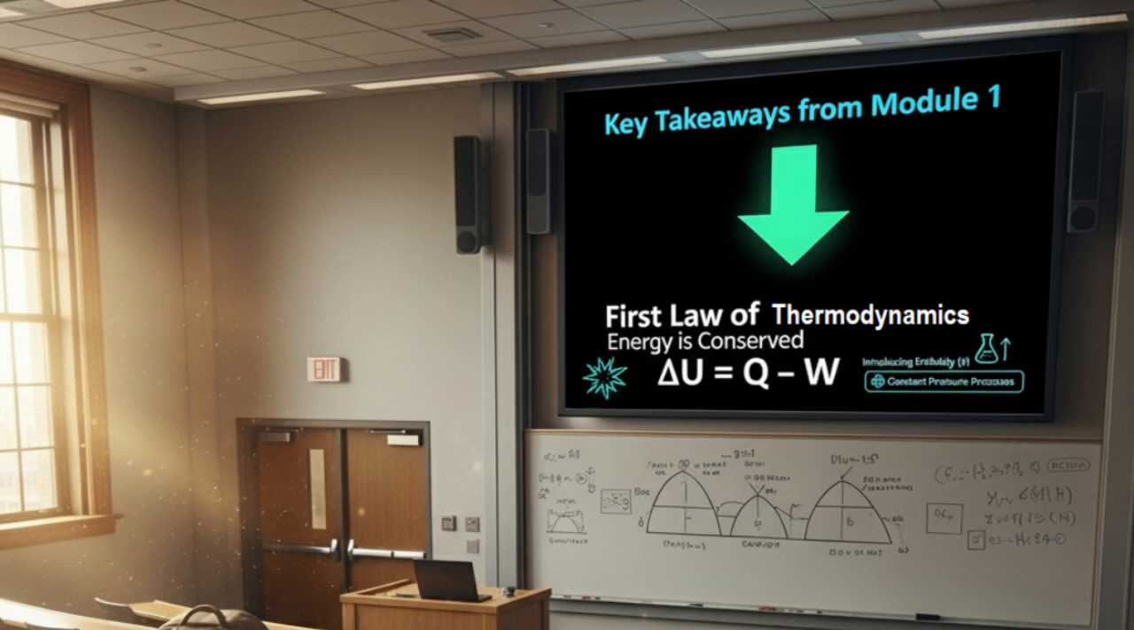We started with the first law of thermodynamics, which is all about the conservation of energy. Remember, energy cannot be created or destroyed, only transformed. We introduced the equation delta U equals Q minus W and saw how enthalpy becomes a convenient measure of heat changes in constant pressure processes, which are very common in materials engineering.